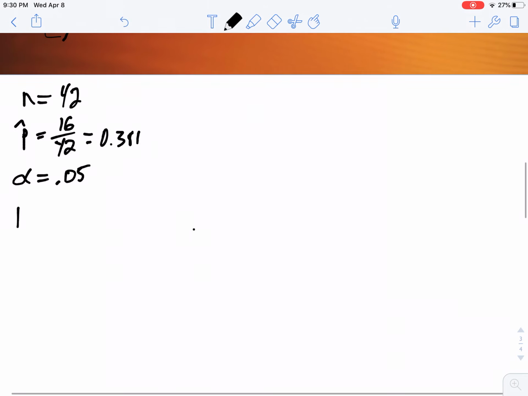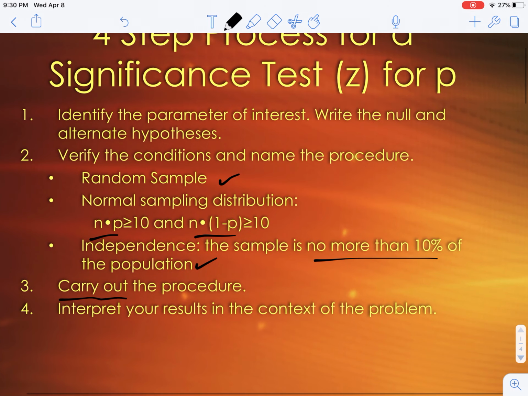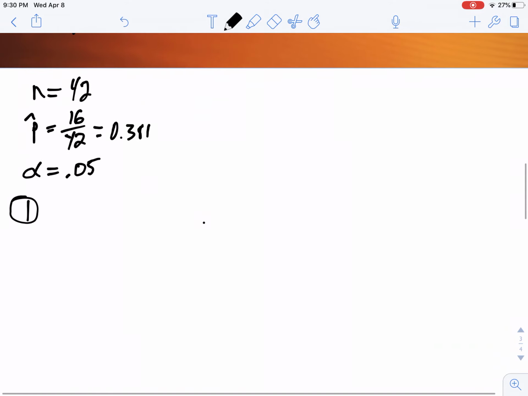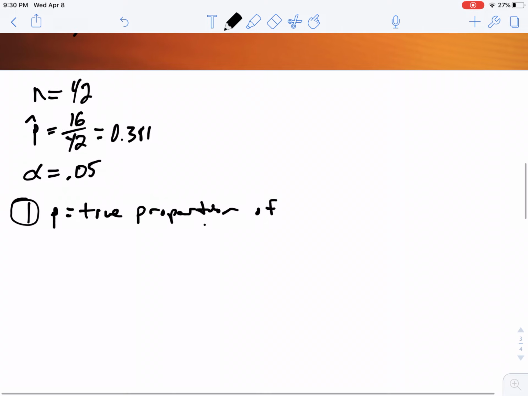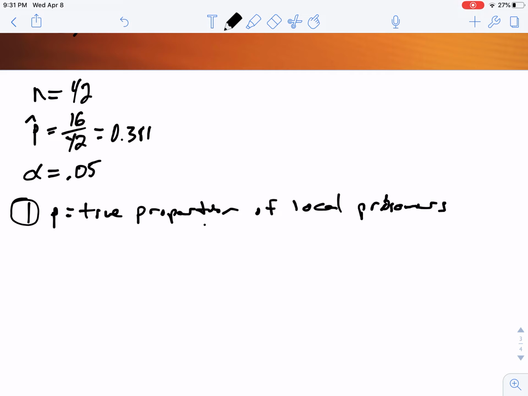So my first step is I'm going to identify my parameter of interest, and then I'm going to write my hypotheses. So my parameter of interest, this is a proportion problem, so it's going to be P, and P is, in this case, going to represent the true proportion of local prisoners. So I know the proportion for prisoners nationally, but I'm specifically concerned about the local prisoners, so I want to put that into my identification of P. So it's the true proportion of local prisoners that return to prison within a year.